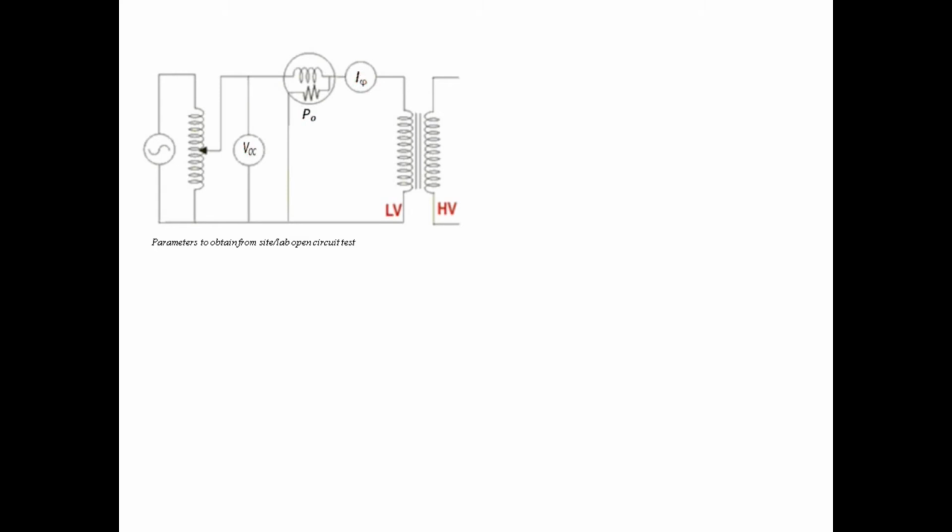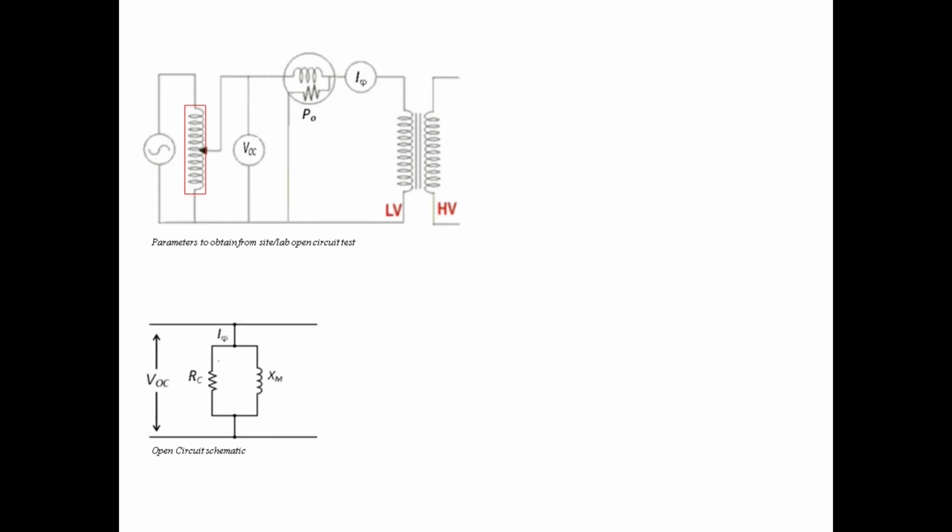The autotransformer may not be required where the applied voltage is equal to the rated voltage. Use these parameters to calculate the resistive and inductive components RC, XM and subsequent currents IC and IM as outlined in the open circuit schematic. IC is the real power loss, which accounts for both hysteresis and eddy currents, whereas IM is the reactive power loss used to magnetize the core of the transformer.